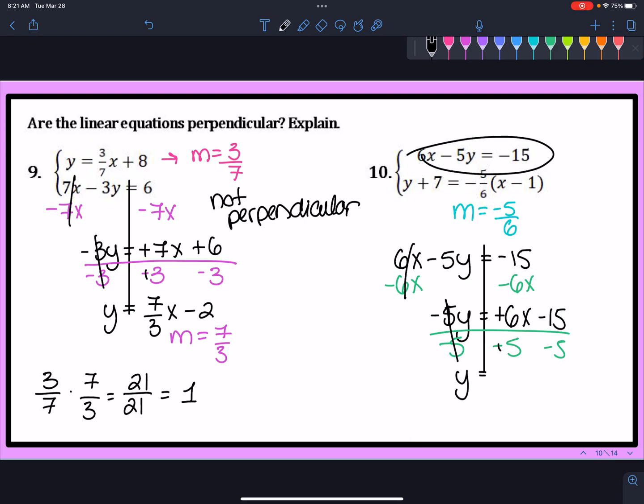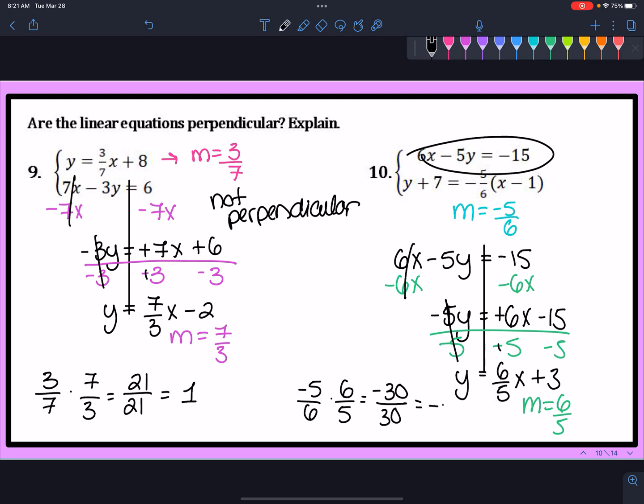2 negatives become positive, and it's going to stay a fraction. Negative 15 divided by negative 5 is positive 3. Notice that the slope here is 6/5. I can do negative 5/6 times 6/5, and I get negative 30/30, which gives me negative 1. So these are perpendicular. And that is our answer.